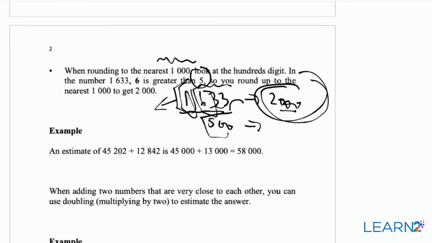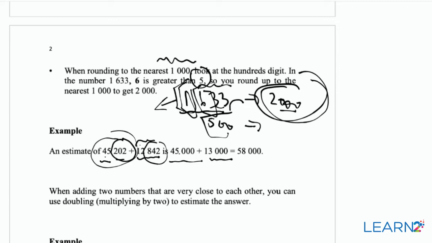So how would you put this into practice? How would you estimate this answer? If I said add 45,202 to 12,842, how would you get a quick estimate of what this is? Well, if you round this to the nearest 1,000, 45,202 is less than 500 over the thousand, so you would just say that's about 45,000. Similarly, if you look at 12,842, the 8 is greater than 5, so the 12,842 would be rounded up to 13,000.